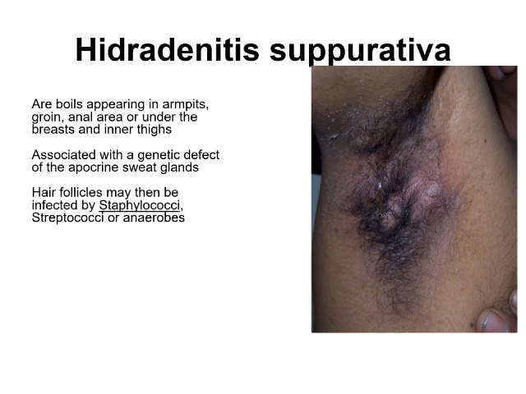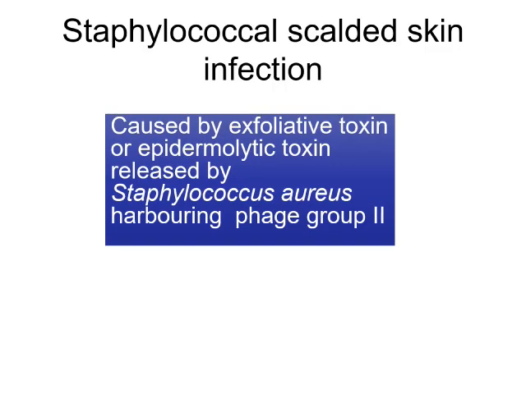Let's now discuss the staphylococcal scarlet skin infection. The staphylococcal scarlet skin infection is caused by an exfoliative toxin or epidermolytic toxin, which is released by Staphylococcus aureus, which harbors a phage group 2, as I have already explained. It occurs mostly in the newborns and in children under the age of 5. In this disease, the connections between the skin cells are cleaved by the toxin, resulting in scalding.